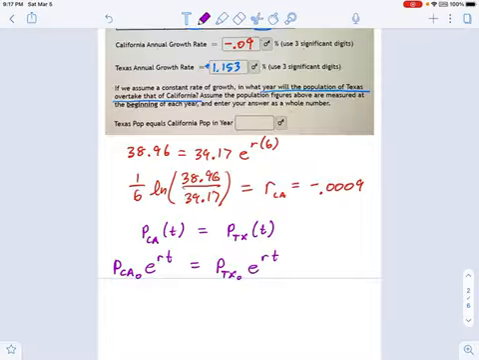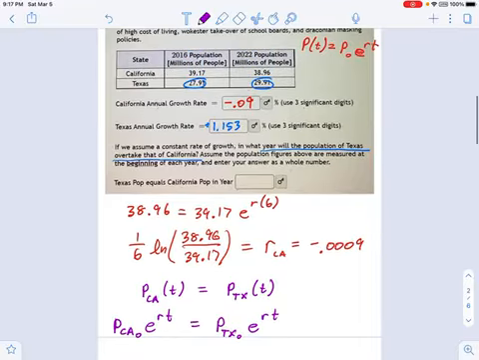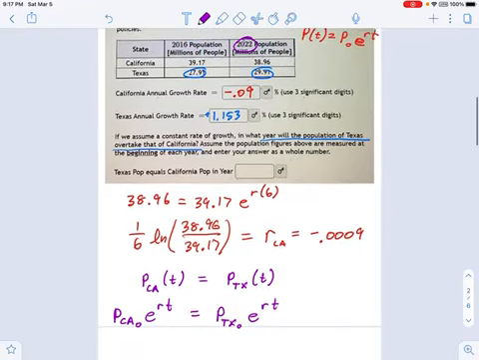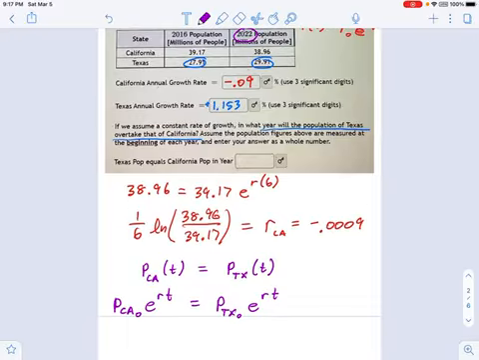Well, I have most of these numbers. My initial population of California, let's just use 2022, okay? Doesn't matter as long as we pick a consistent year and stick with that. So in 2022, the population of California was 38.96 million, and that's e to the r, remember what r is? Negative 0.0009 t. Okay, that's my California side of the equation.